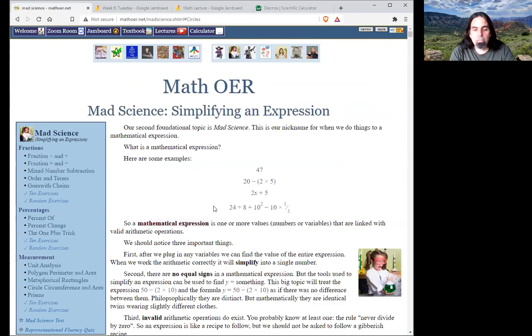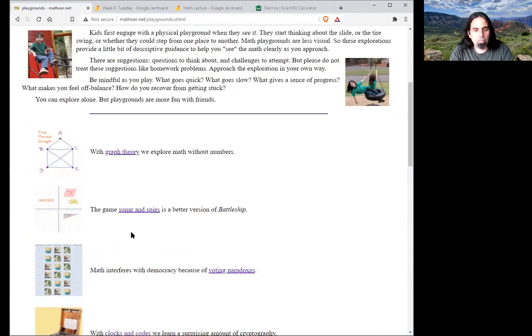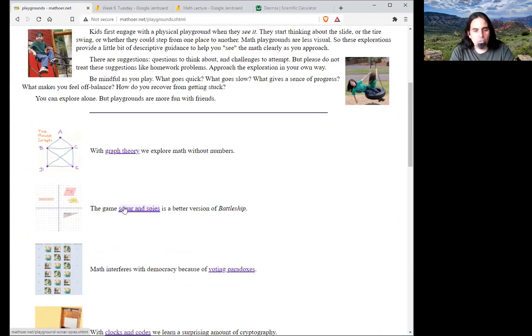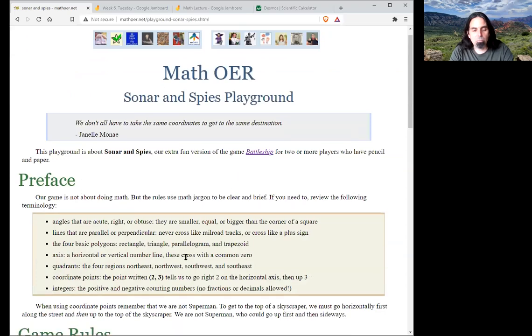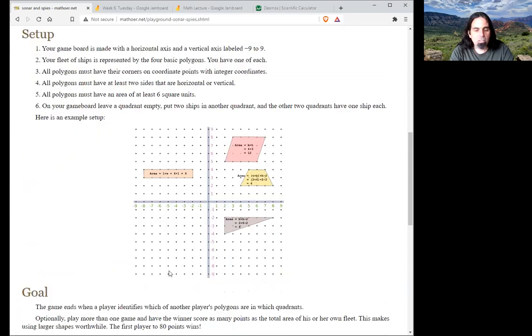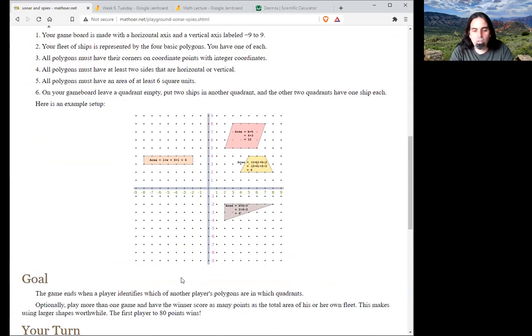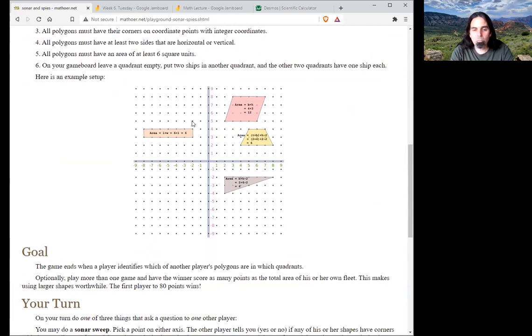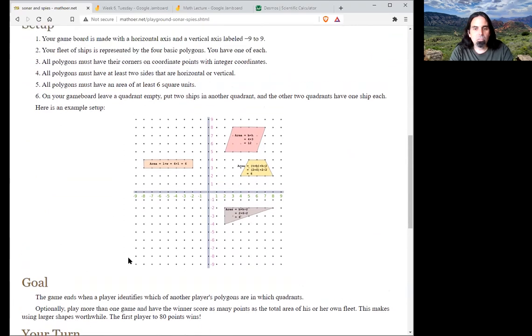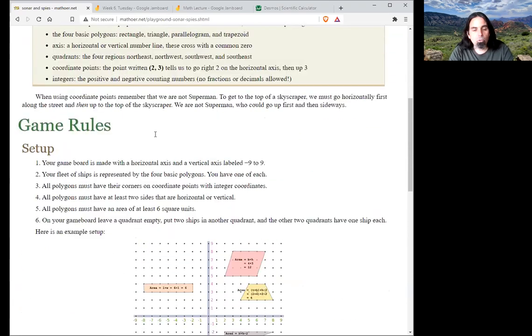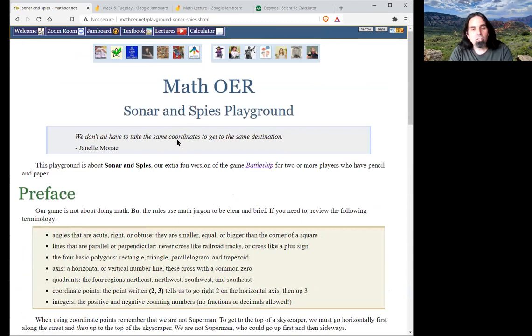So I mentioned very briefly, but I wanted to put it in the recording, that we have a new playground. If you go to the playgrounds at the top, then there's one that we can play with next week, Sonar and Spies. It is like the game Battleship, but using our polygons, and it goes quicker, and I think will be more fun than Battleship. You don't actually have to sink all their ships. You just have to find out which of their polygons are in which corners of the map. So if you want, you could introduce us to that as a sharing thing next week. And if no one else does, then I will.